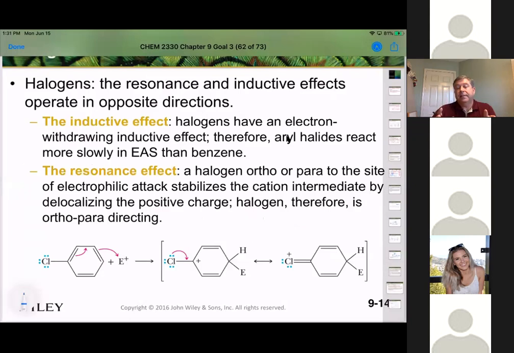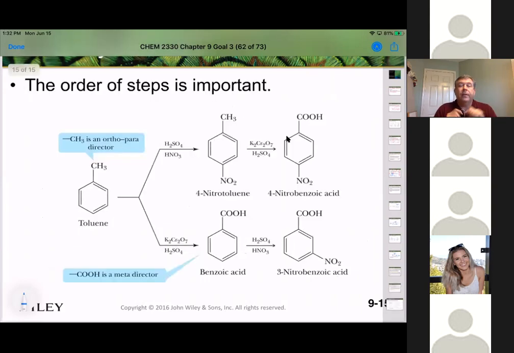So the last thing we have is halogens. Inductively, because they're electron-withdrawing groups, they want to deactivate the ring slightly. However, because they have lone pairs, they are ortho-para directors. So it's two different effects there, which is why they're ortho-para directors because of the lone pair. However, because they're electron-withdrawing, they are deactivators.